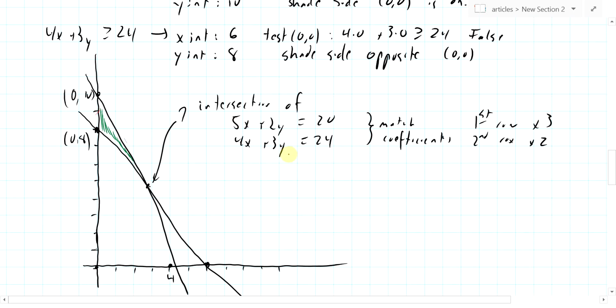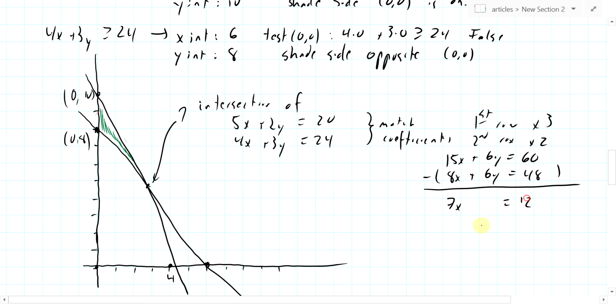Having done this, I get 15x plus 6y equals 60. And the second row by 2 gives me 8x plus 6y equals 48. And then I can subtract. Now what does that give me? 15x minus 8x is 7x. 6y minus 6y is 0y. 60 minus 48 equals 12. So that gives me the x coordinate, 12 over 7.